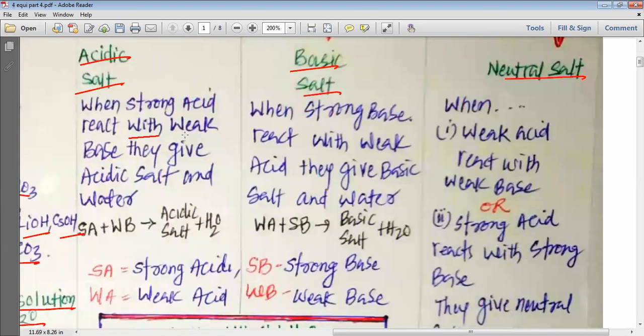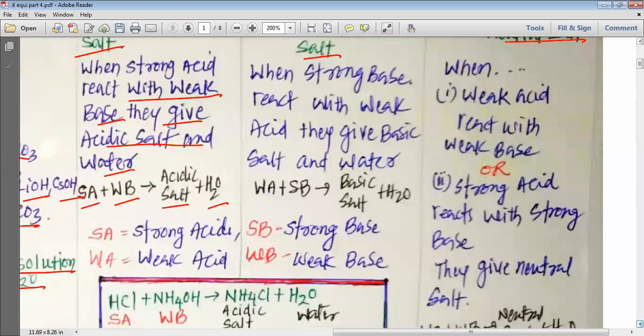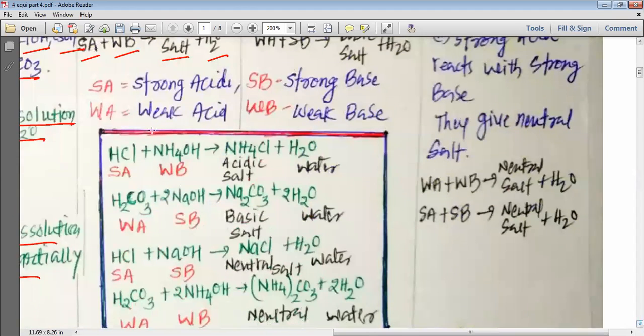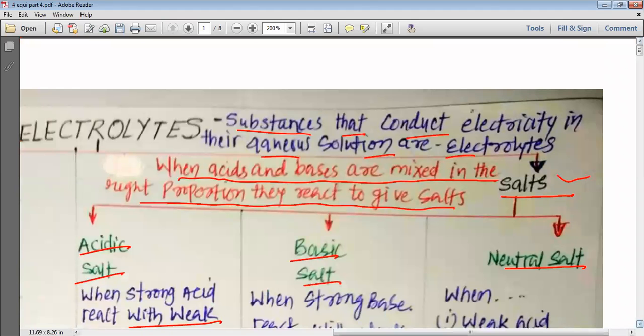When a strong acid reacts with a weak base, they give acidic salt and water. So you can see that strong acid and weak base give acidic salt and water. SA represents the strong acid and WB represents the weak base.